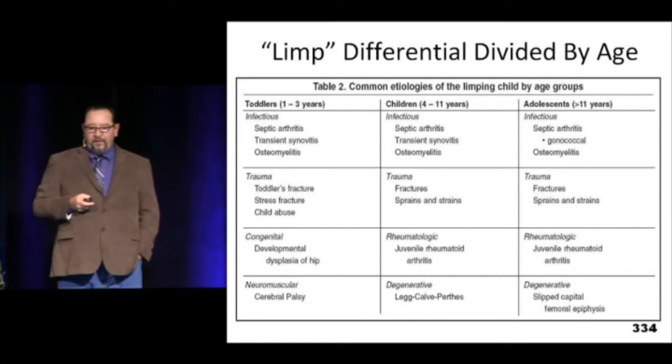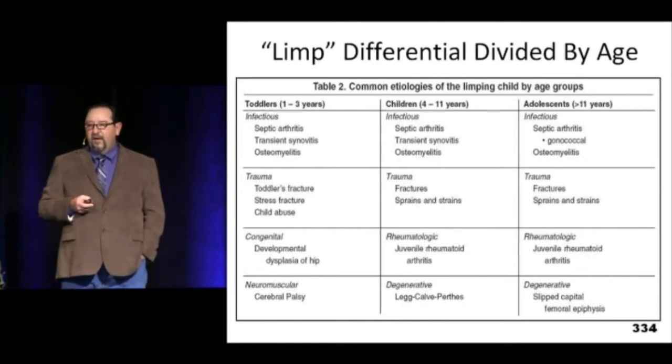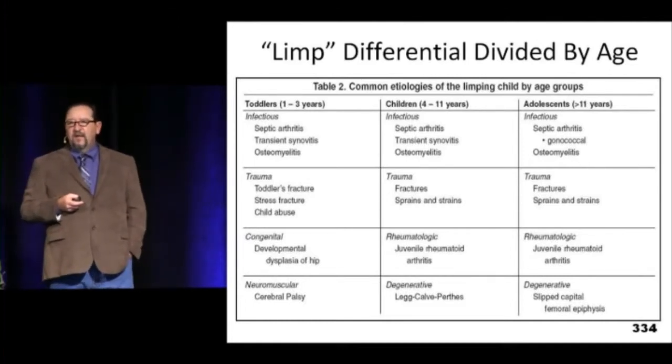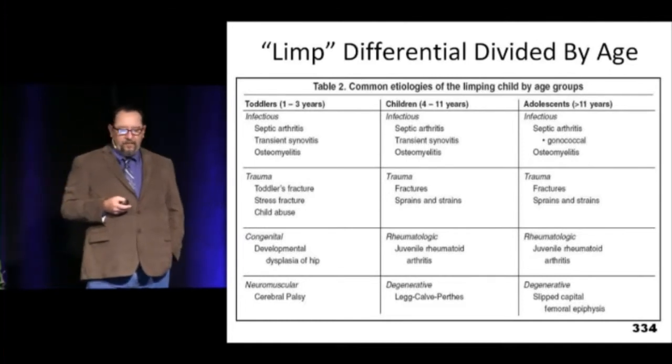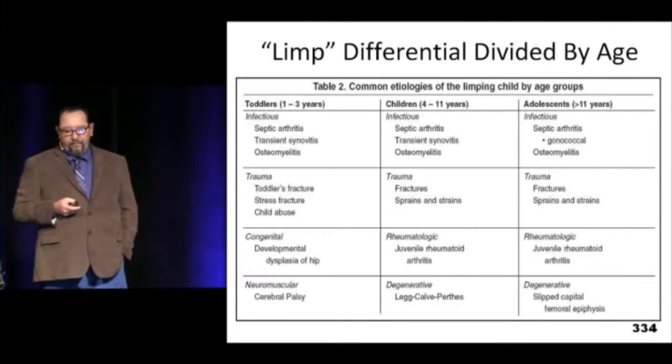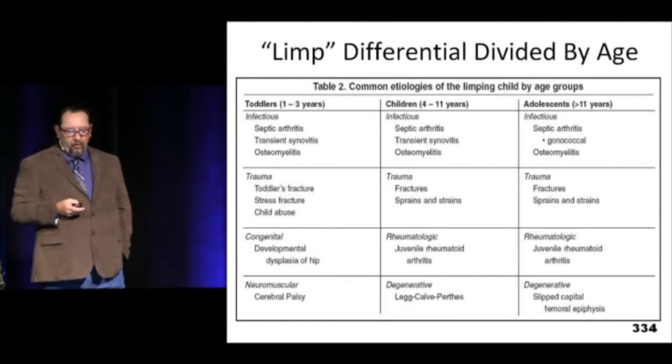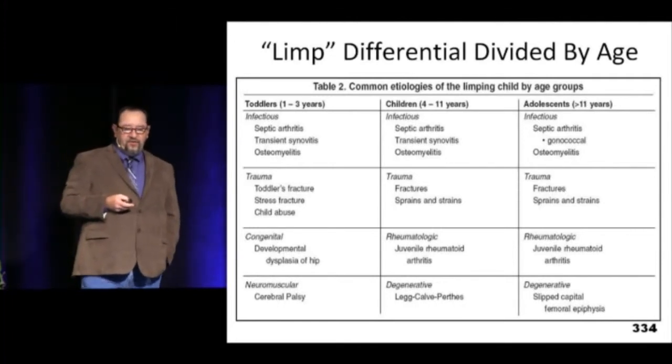Adolescents, septic arthritis is still there, and GC comes up. Although gonorrhea doesn't particularly like the hip, it can get there. Gonorrhea tends to like the wrist and the knee more than the hip. And osteomyelitis still there. Trauma definitely coming on, and then you're also in the JRA group. And then finally you get into some of these degenerative things.